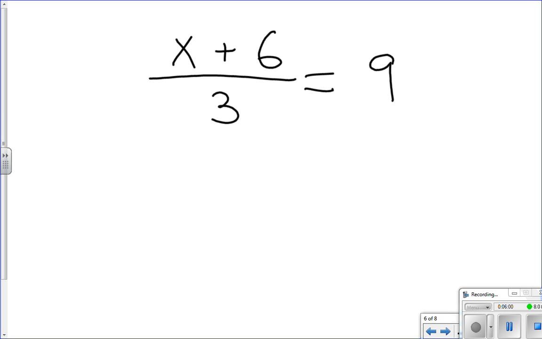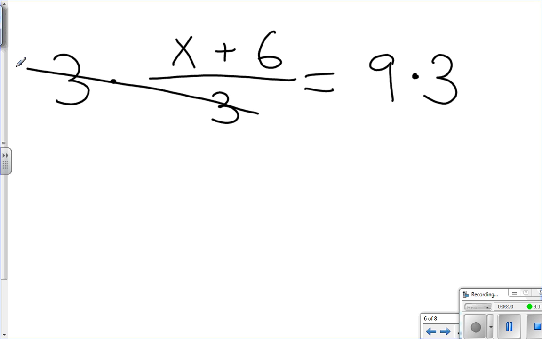I'll do another one. So x plus 6 divided by 3 equals 9. So first things first, I need to get rid of that denominator. So I'm going to multiply both sides by 3. And those are going to cancel out.